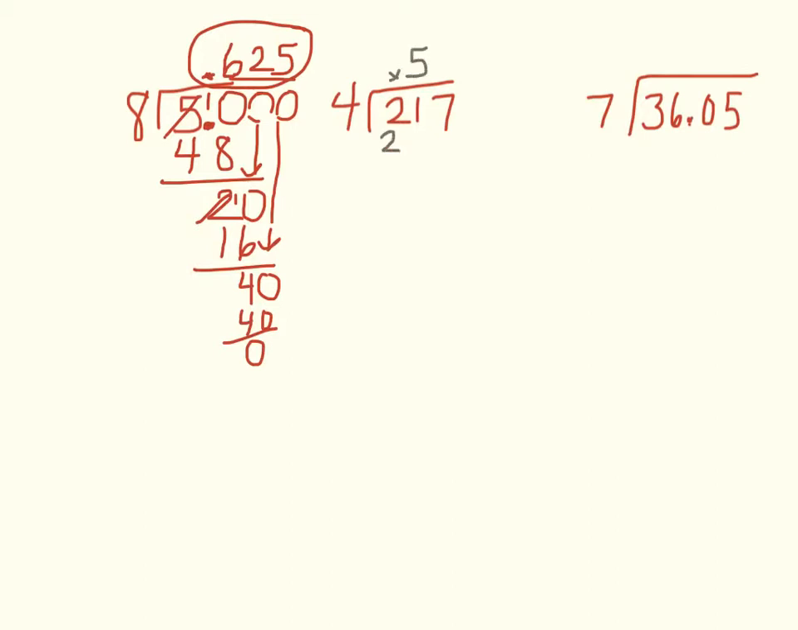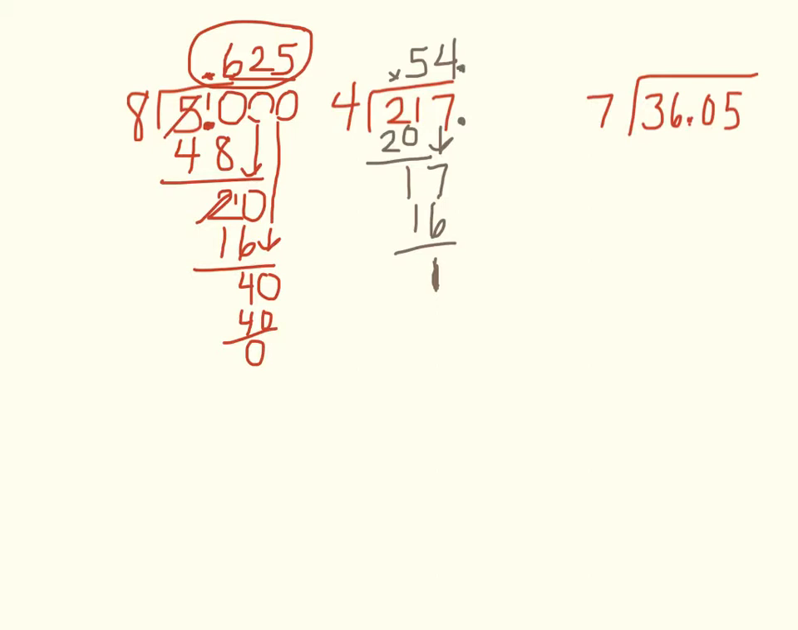5 times 4 is 20. Subtract, bring down the 7. 4 goes into 17 4 times. 4 times 4 is 16. I subtract and I get 1. Remember, I can't have a remainder, which means I need to add in that decimal point. Don't forget to add the decimal point in.